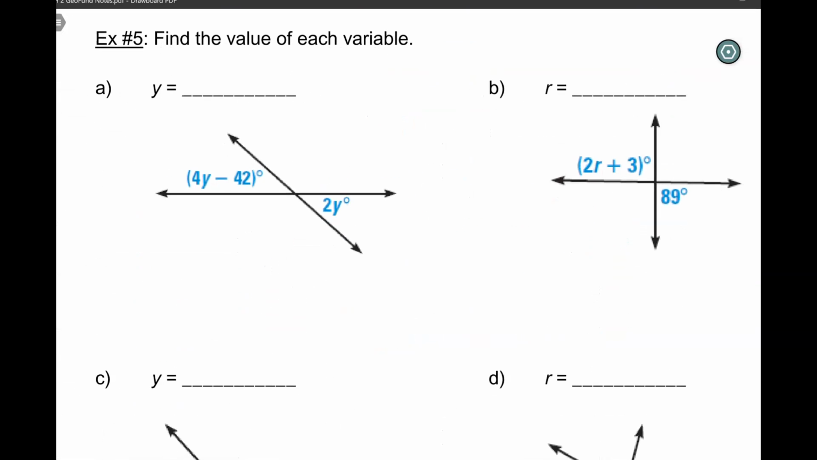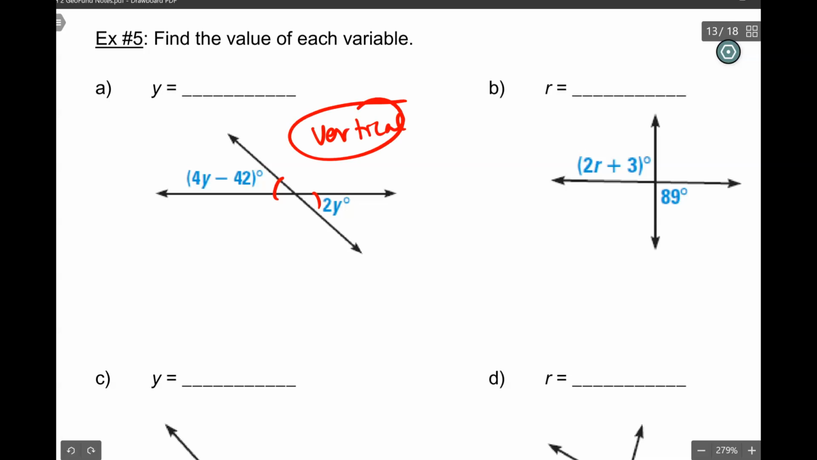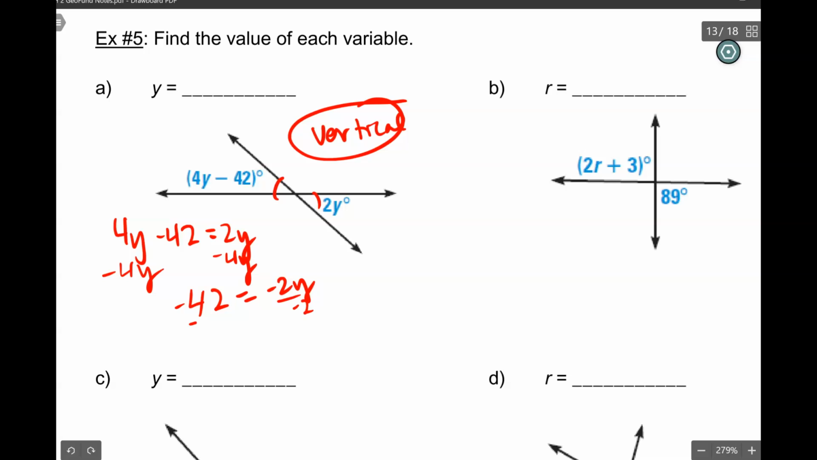All right, find the value of each variable. Ooh, here we have a vertical angle pair. So they're a vertical angle pair, which means they are congruent. So I set 4y minus 42 equal to 2y. Subtract 4y from both sides. I get negative 42 equals negative 2y. Divide by negative 2 on both sides. We get 21 is equal to y.